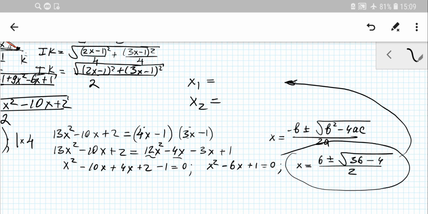Now let's grab a calculator and let's do it. So we've got 6 here, square root of 32, and we divide by 2. Okay, so first I'll use the minus sign. So with the minus, I've got 3.17 to 2dp. Okay, so for x2, I use addition on top, and I've got 8.83. So guys, as you noticed, to 2dp as well.